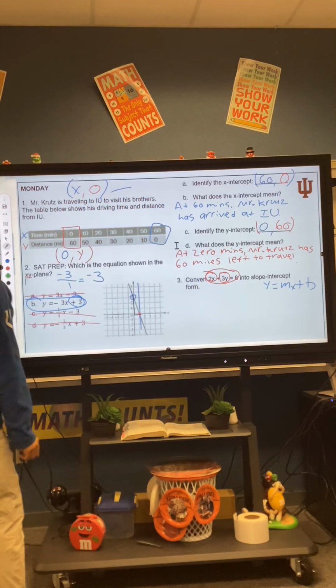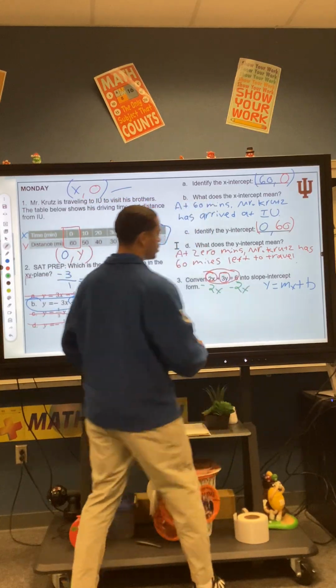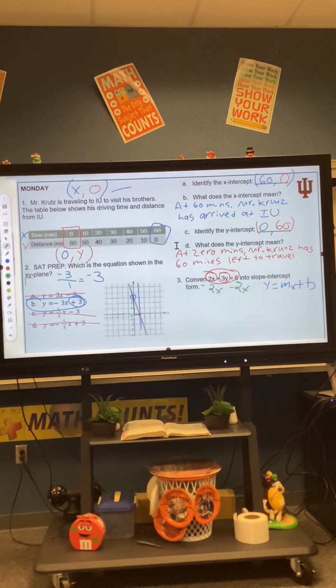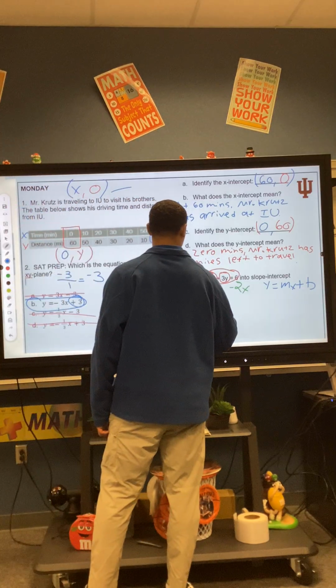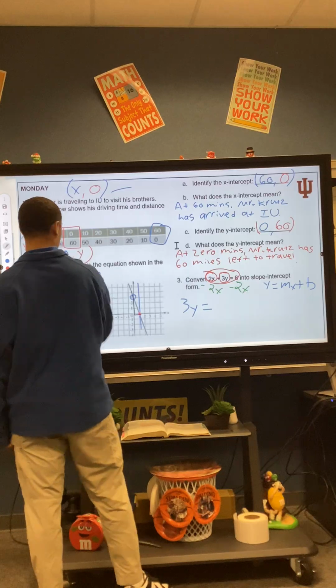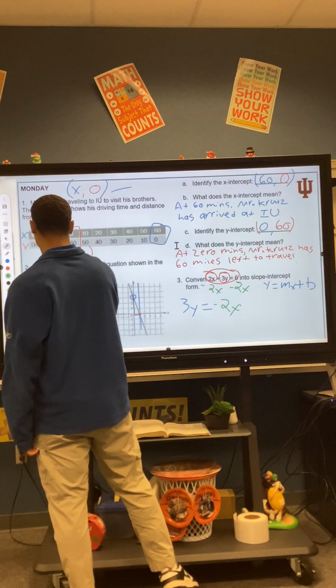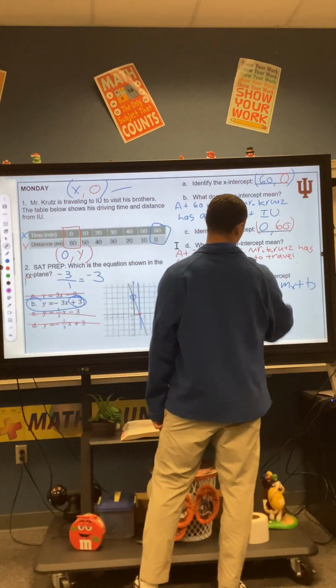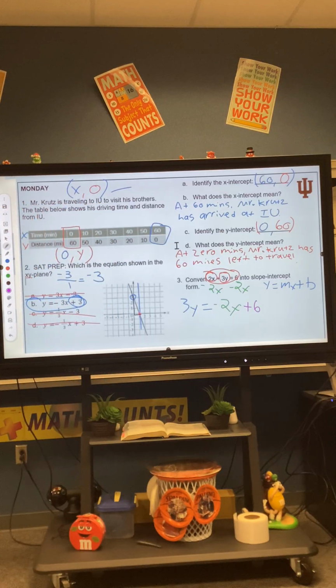So we're going to get rid of 2x. How do you get rid of 2x? Do you add it or subtract it? You subtract it, because remember that 2x is still a positive 2x. So the opposite of a positive is a negative. So we subtract 2x from each side. That should leave us with 3y is equal to a negative 2x, and then we still have this positive 6 over here. We're close, but we're not done yet.